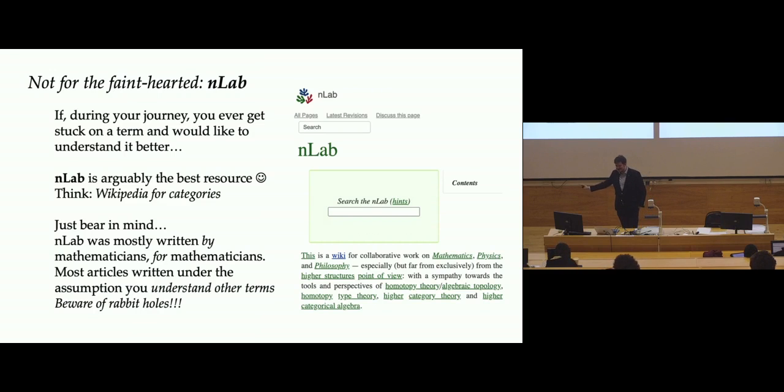Now, if during this journey, as you probably will, you come across a term that's not very nicely explained and you would like to understand it better, there is a resource you can turn to for this. It's called nLab. I heard laughter, so some of you already know what nLab is. Arguably, I would say it's the best resource. It's like Wikipedia for categories. But one thing that you should really bear in mind is that nLab is written by mathematicians for mathematicians, and articles are not written in a way that gives you intuition most of the time. It just sort of assumes you know everything else other than the thing you're reading.